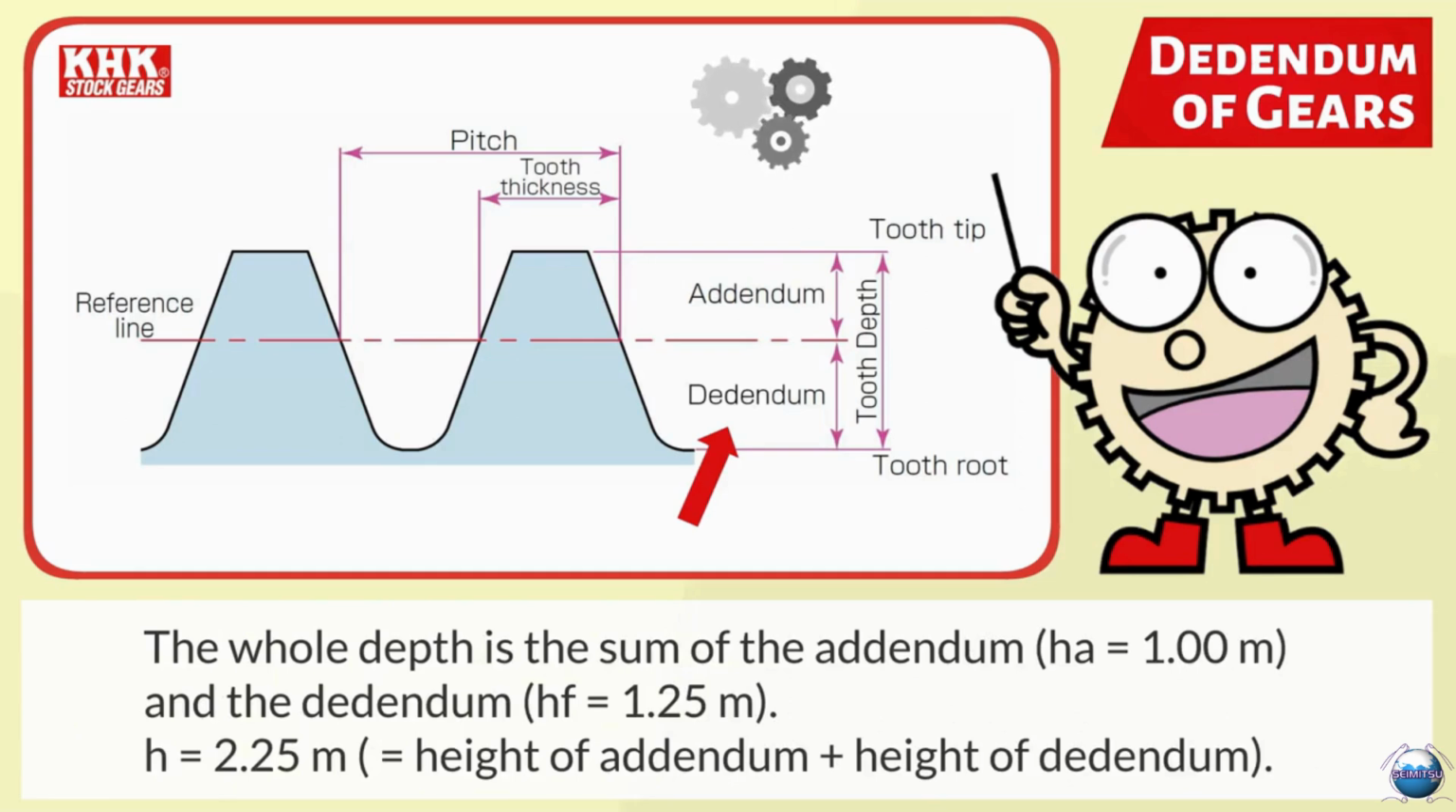The whole depth is the sum of the addendum and the dedendum. H equals 2.25 module equals height of addendum plus height of dedendum.